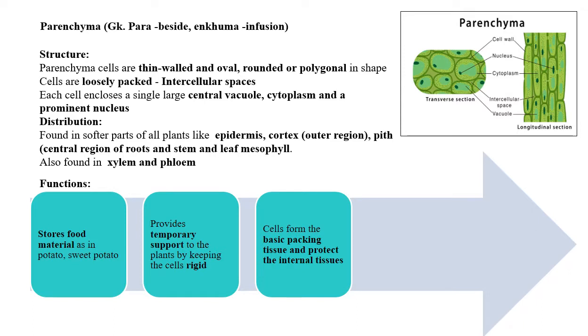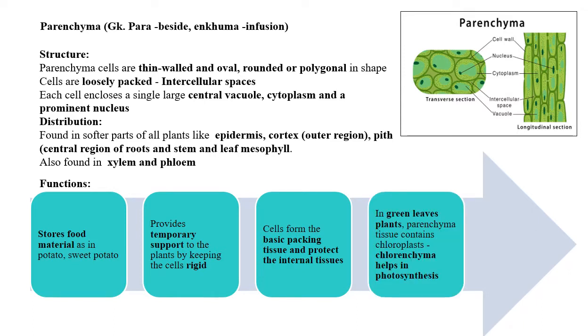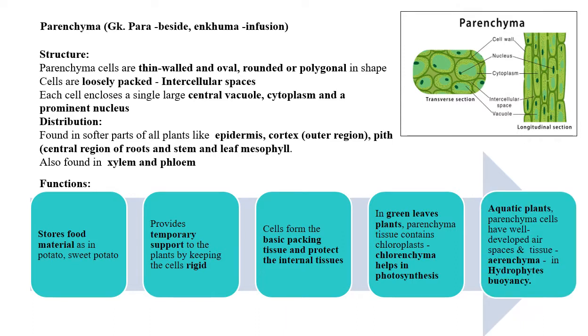In the leaves of green plants, parenchyma tissue contains chloroplast and is also called chlorenchyma. Chlorenchyma thus helps in photosynthesis. In many aquatic plants, parenchyma cells have well-developed air spaces and the tissue is known as aerenchyma. In hydrophytes, aerenchyma helps to keep the buoyancy.